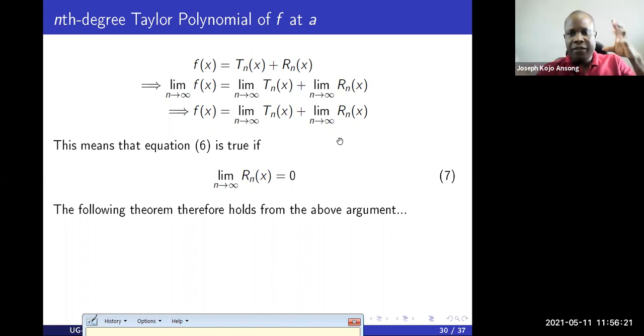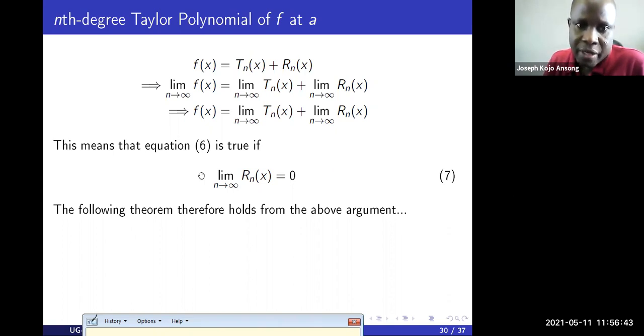So for the series to converge to the function, you want the remainder term to go to 0 as n goes to infinity. And that is what the theorem I'm going to state is talking about. Okay? Good. I hope that makes sense. You would probably have to listen to it a couple of times to grasp it.